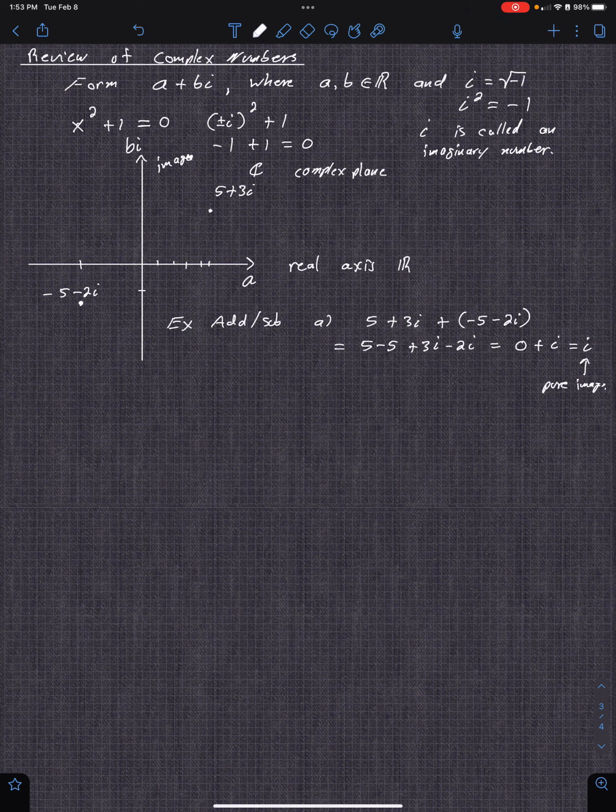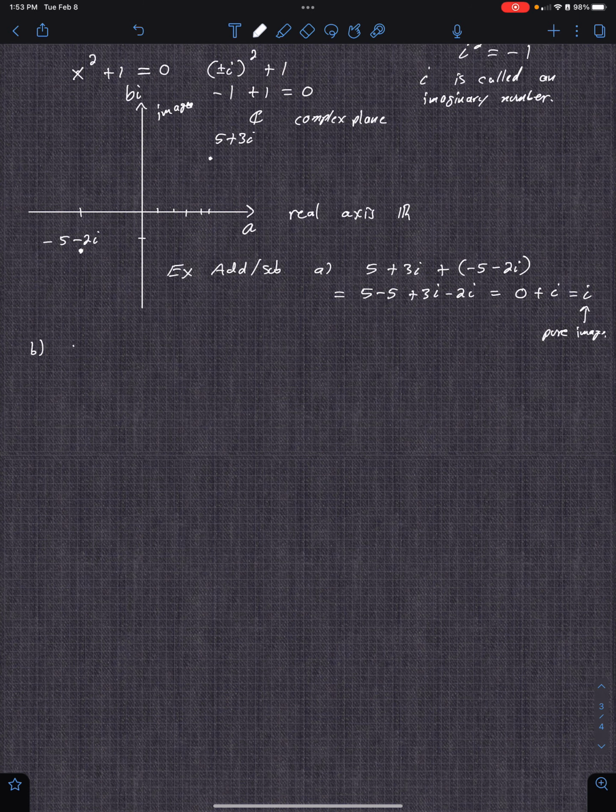Okay, let's see. Well, try this one. So B, if you had 2 minus 4i minus, this is subtraction, 5 plus i plus 6i, and you just try it. You just add the real parts together and the imaginary parts together. So it's 2 minus 5, minus 4i minus 6i. So negative 3 minus 10i.